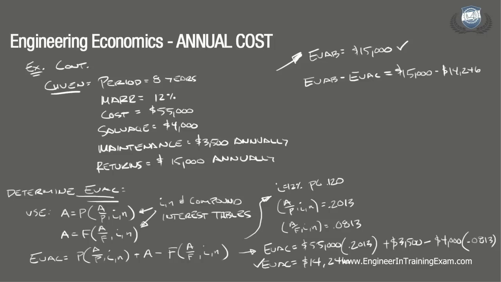minus $14,246, which is our costs, which is equal to $754. So the firm will realize a net equivalent uniform annual benefit of $754. Therefore, the investment is acceptable since it is bringing money in annually.